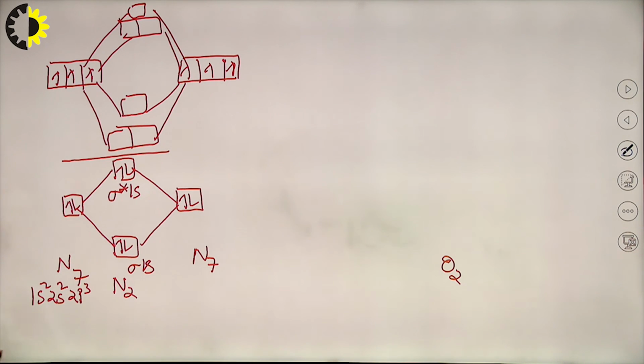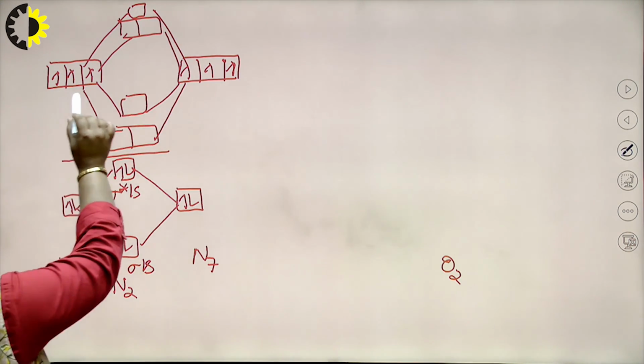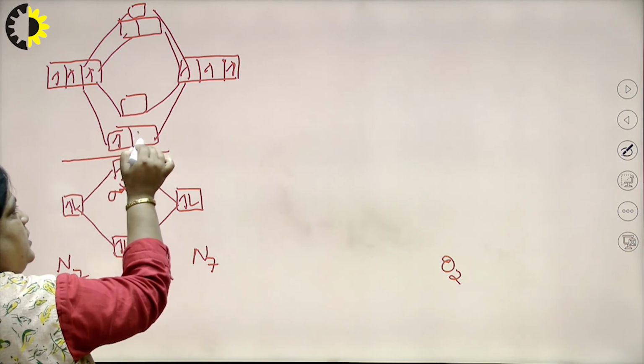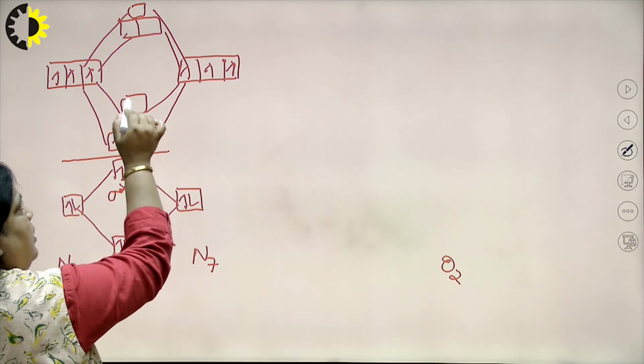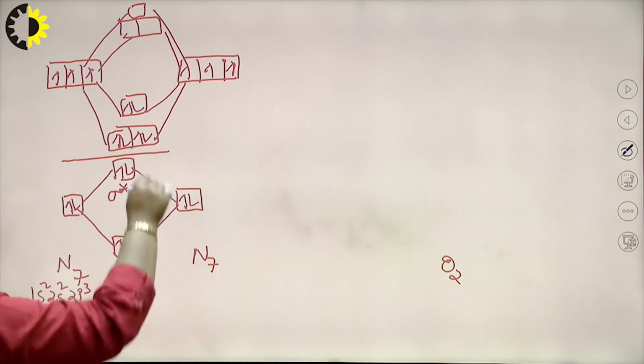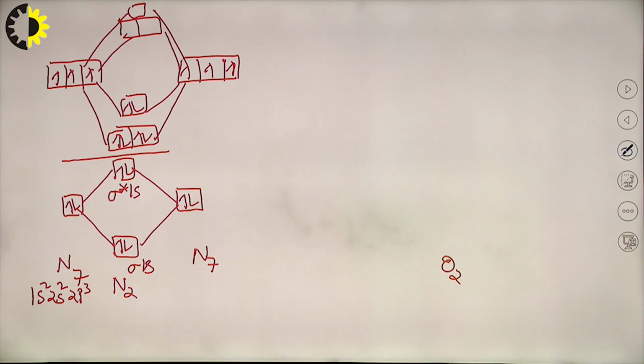This is the simplest method, but if we go deeper, then we see that all the atomic orbitals belong to each molecular orbital of the same energy level. Now, we have to fill 6 electrons. So, 1, 2, 3, 4, 5, 6. This is the molecular orbital diagram of N2.